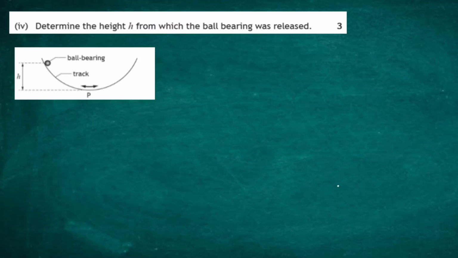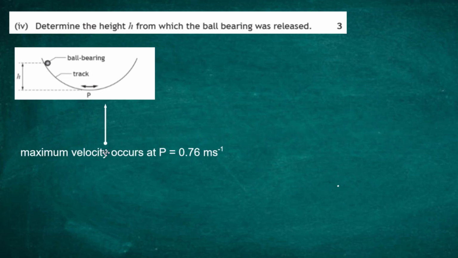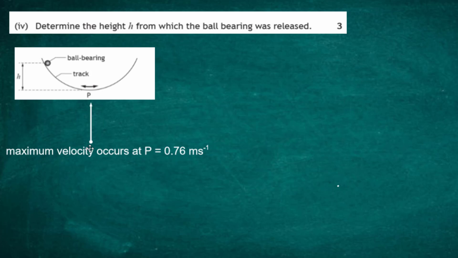Part 4. Determine the height h from which the ball bearing was released, and this is for 3 marks. Well, we know from our previous answers that the maximum velocity occurs at this point here, P, and it's equal to 0.76 meters per second. Now to solve this, we look at the energy considerations. We look at the energy at the height h, and the total energy at position P.